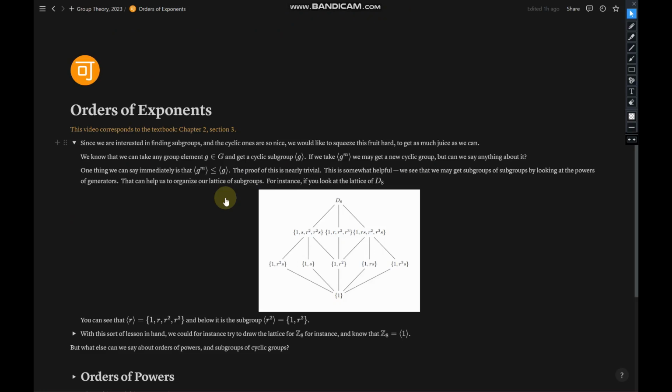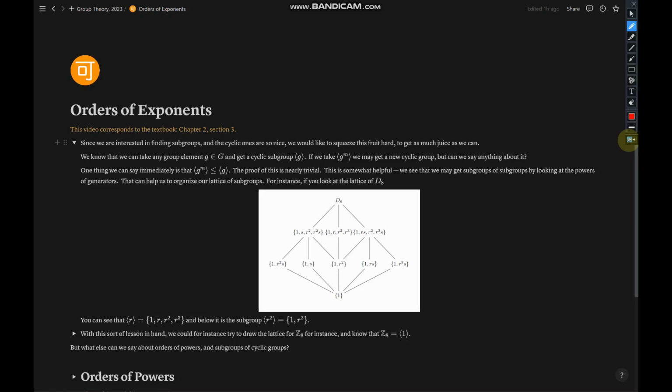Now, since we are interested in finding subgroups and the cyclic ones are so nice, we'd like to get as many of them as we can. We can always get a cyclic subgroup by taking any element and looking at the subgroup it generates. What if we take this element and raise it to some power? It's straightforward to prove that this is always a subgroup of what G generates. This is already a nice observation since it helps us to organize the lattice of subgroups of a group sometimes.